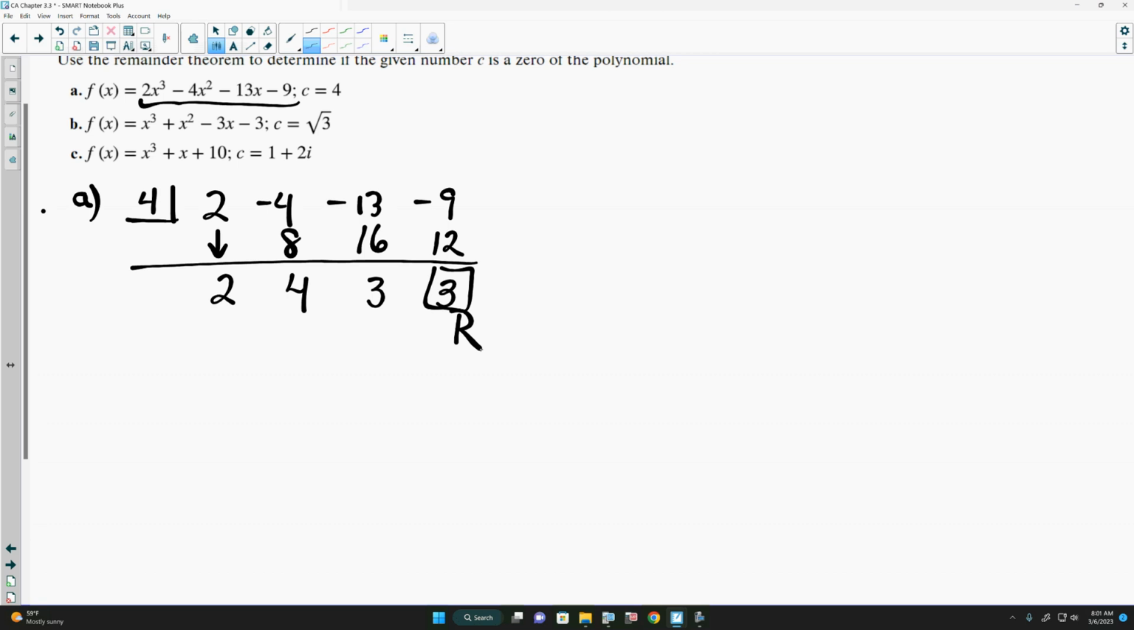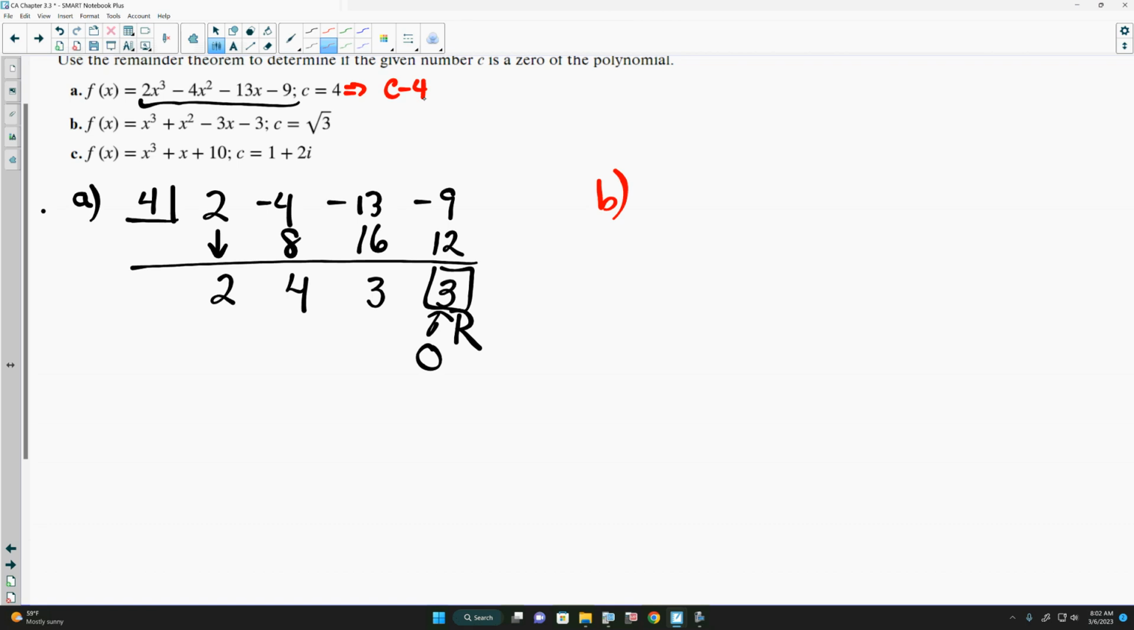So that tells us that we do have a remainder of 3, which means that this is not a zero, it's not a solution. The only way it can be a solution is if the remainder is 0. So this is no, it's not a solution, it is not a factor, because C minus 4 would be considered a factor if the remainder is 0. If it's not 0, it's not a factor, it's not a solution, it is not a 0.